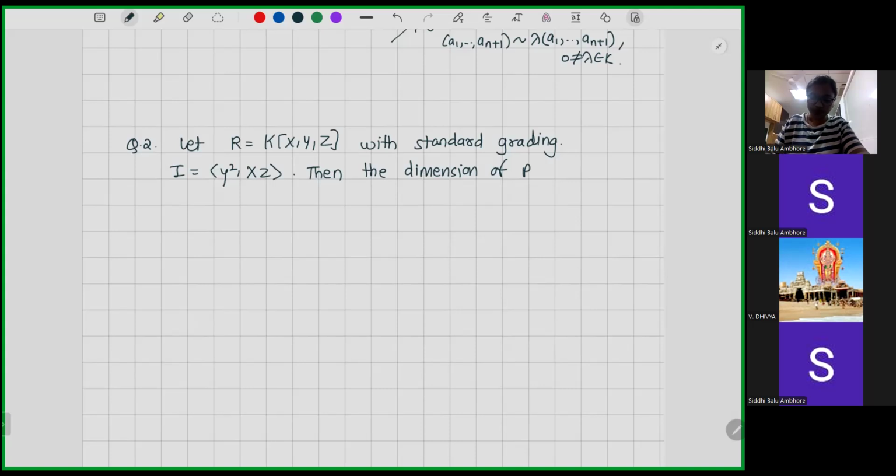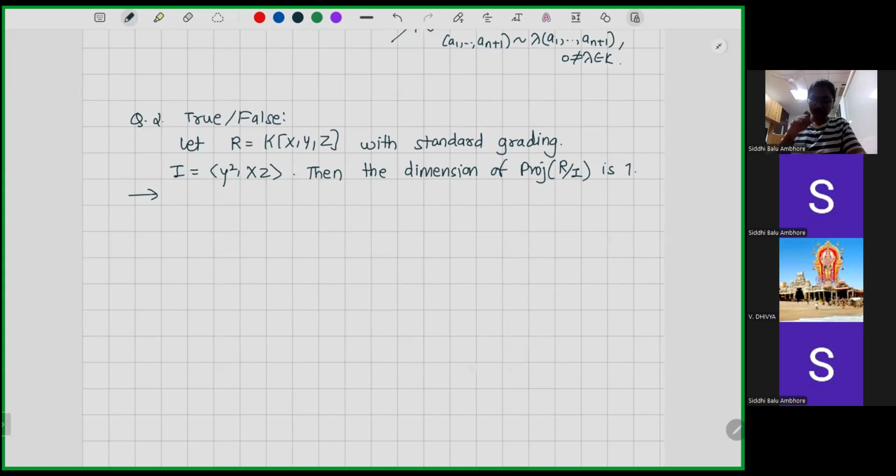So let me write it here. True or false. Then the dimension of Proj R/I is 1. Yeah, this is the question. I is given and now I have to find the dimension of Proj R/I. Can you guess what it will be?